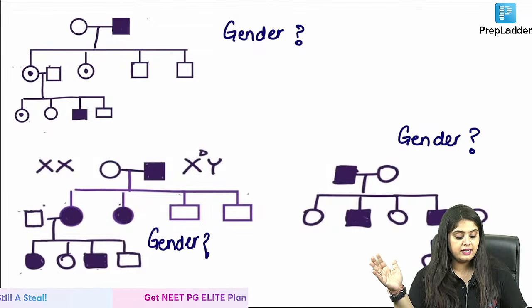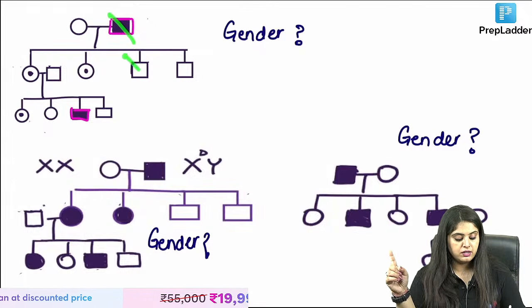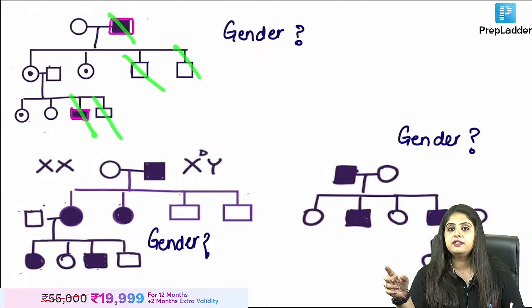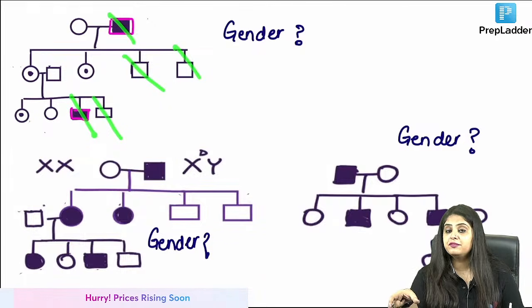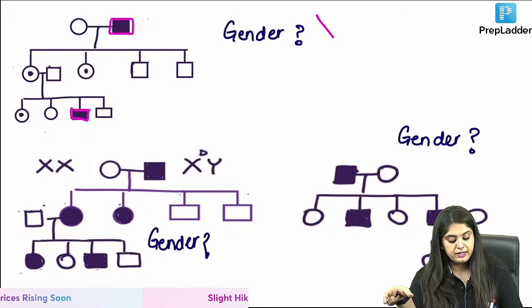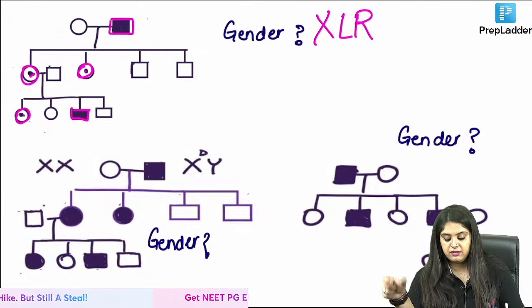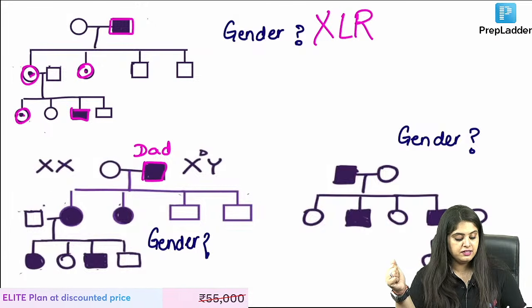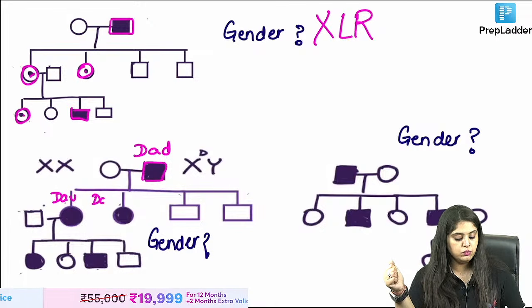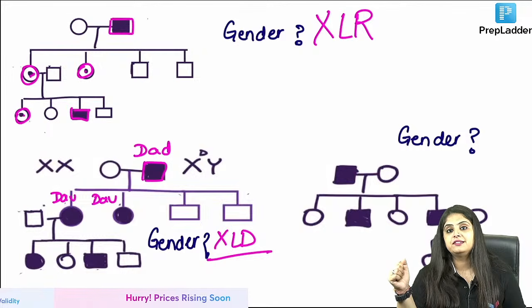Coming to the next one. Start with gender. I can see male, male. See how many male members? 1, 2, 3, 4, 5. Are all of them affected? No. Some of them are affected. What do you want to call it? That is XLR. Males are diseased, and can you see females are carriers? This is XLR. Coming to the next one. When the dad is giving the disease only to the daughters, what do you want to call it? That is going to be XLD.